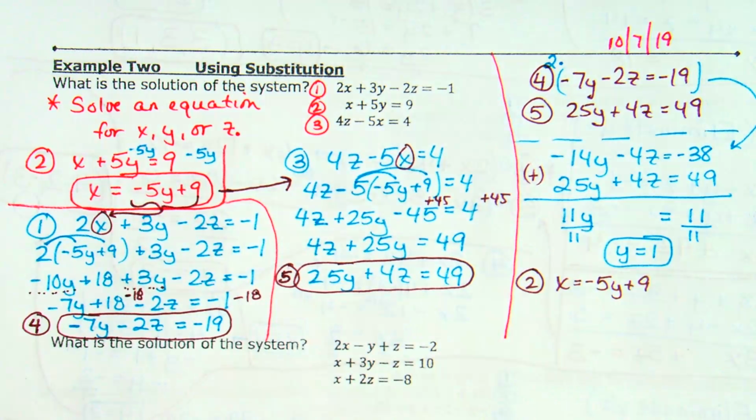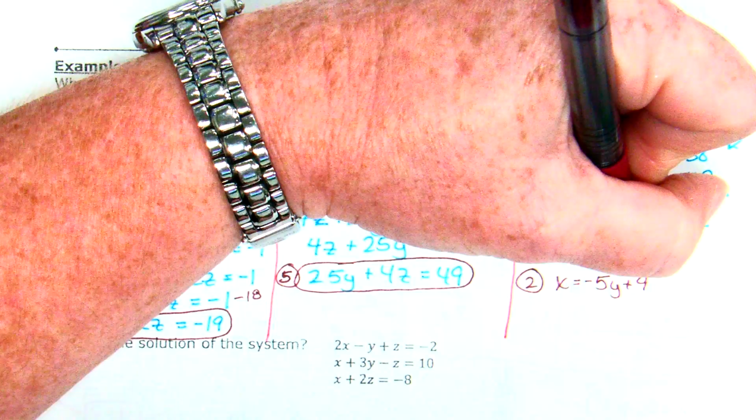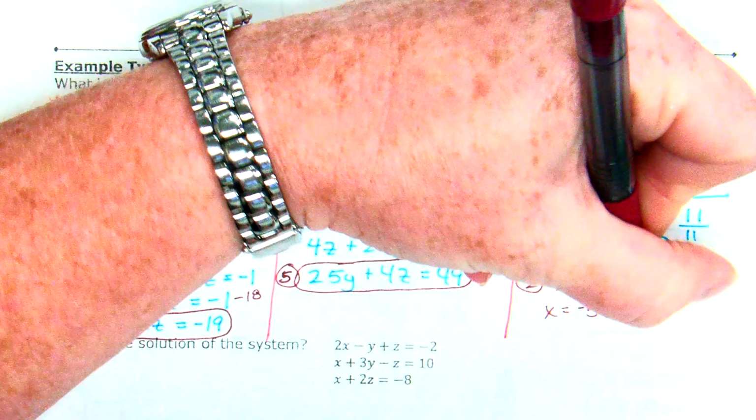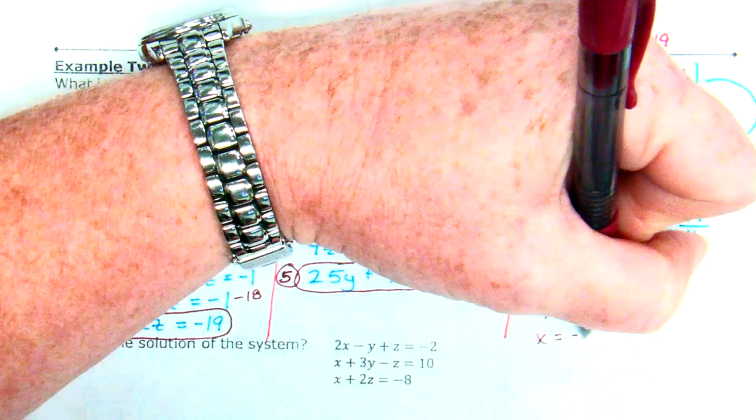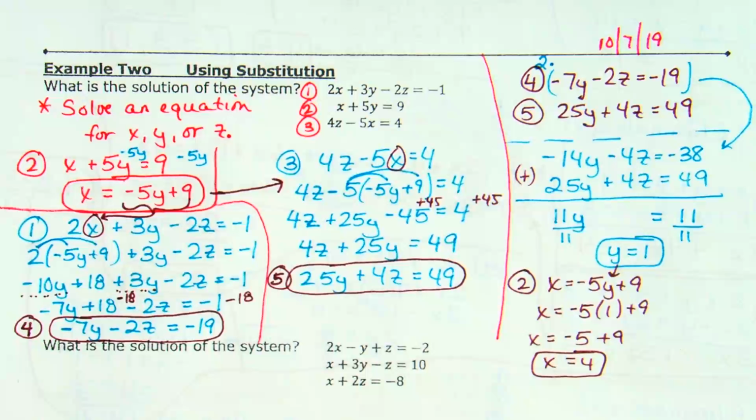So, x equals negative 5 times 1 plus 9. Negative 5 times 1 is negative 5, and negative 5 plus 9 is 4. Now I have y and x. Plug into some equation that has a z. Normally we say you go back to 1, 2, or 3 at this point, right? But actually you couldn't use 2 because it doesn't have a z. You can use 1 or 3, or you could even go back and use 4 or 5 because we haven't used those yet.